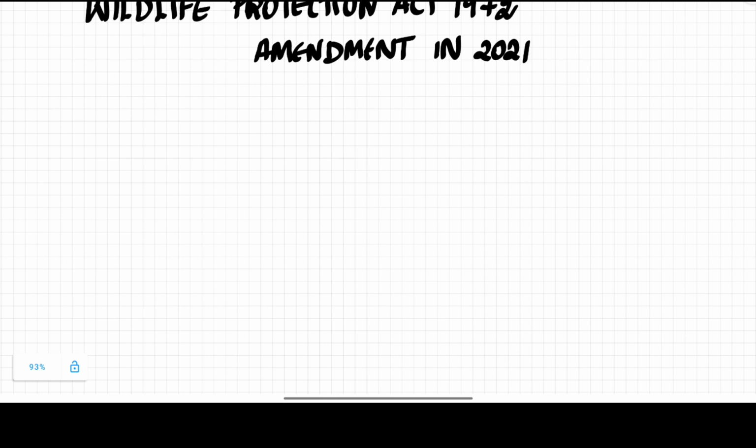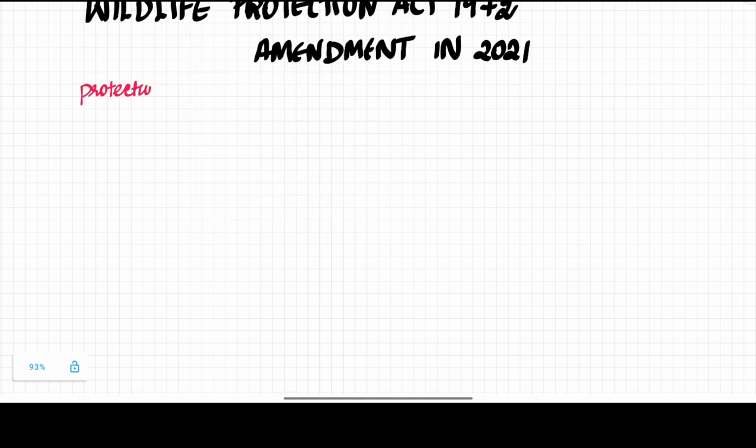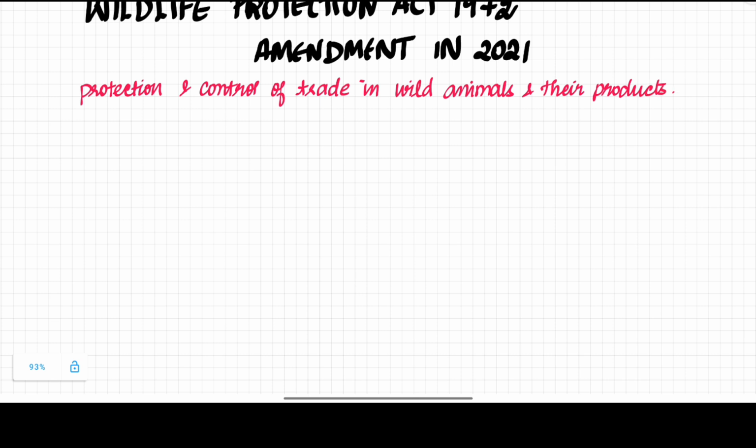Now, what is this Wildlife Protection Act? It is for protection of various species of animals and plants, management of their habitats, and to regulate and control the trade. In short, we can write: protection and control of trade in wild animals as well as their products. This act lists the schedules of plants and animals that are afforded varying degrees of protection and monitoring by the government. Now, when India entered the CITES Convention, it made it easy for the Wildlife Act.